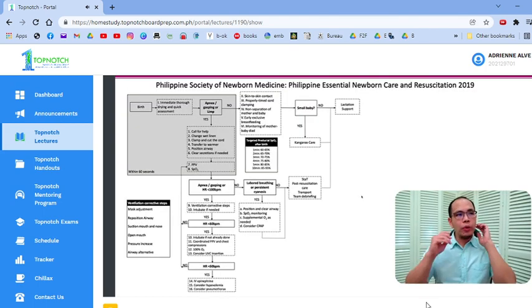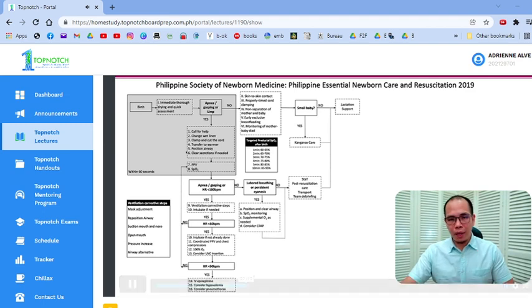So this is a quick overview of your essential newborn care and resuscitation 2019 guidelines from PSNBM, Philippine Society of Newborn Medicine. So again, please do remember this. It's not that easy to understand. You just have to remember the important points. So we will run down the steps one by one, again, very briefly and concise, pero hopefully marami kayong matutunan. So let's go and focus here on the slide.